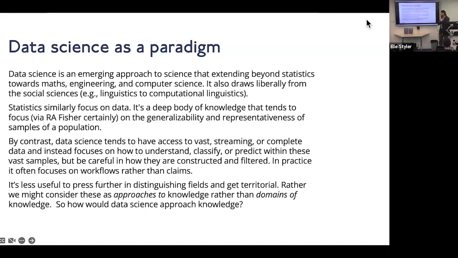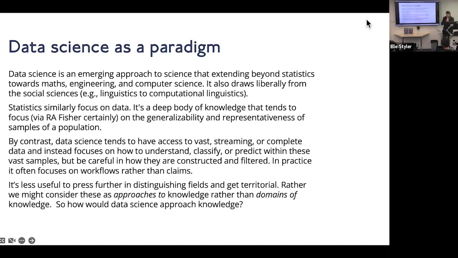Now, that being said, I do think it's less useful to press further in distinguishing fields and get territorial. This is sociology, this is anthropology, and there's a lot of stuff that overlaps. And similarly, with data science and statistics, we may find a lot that overlaps.